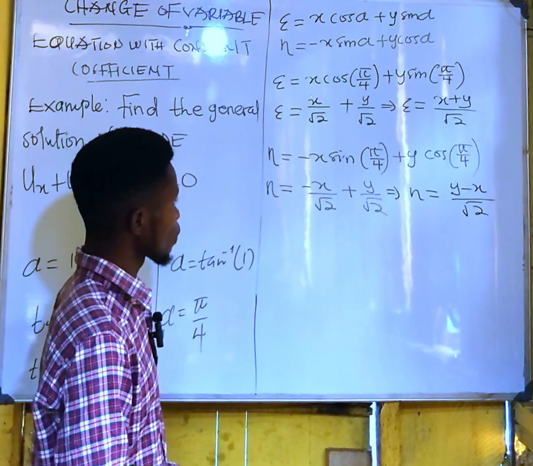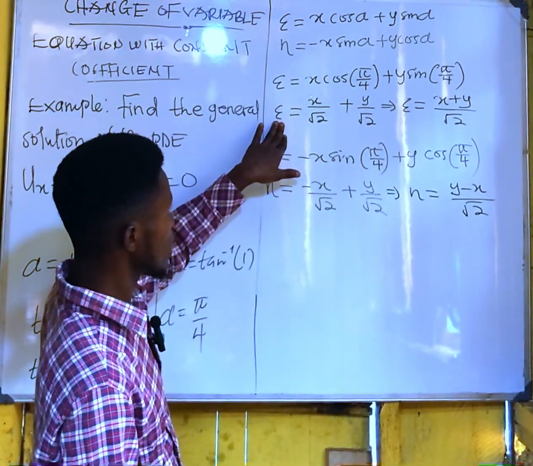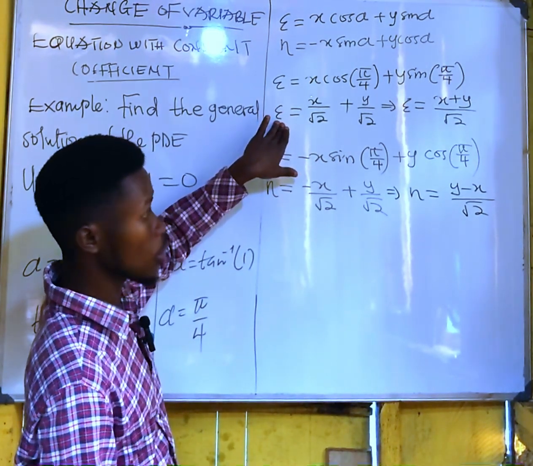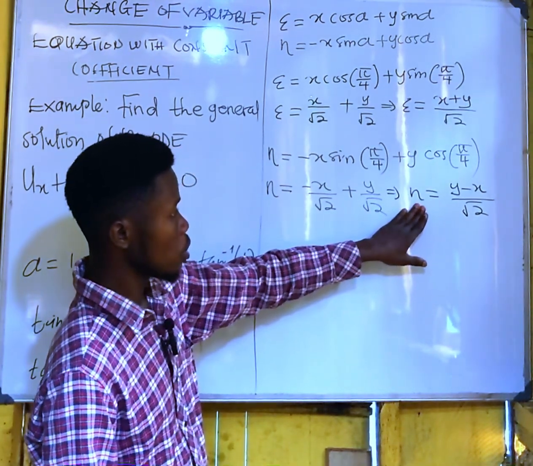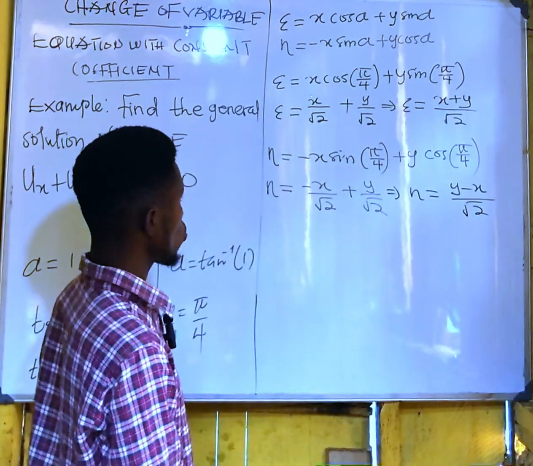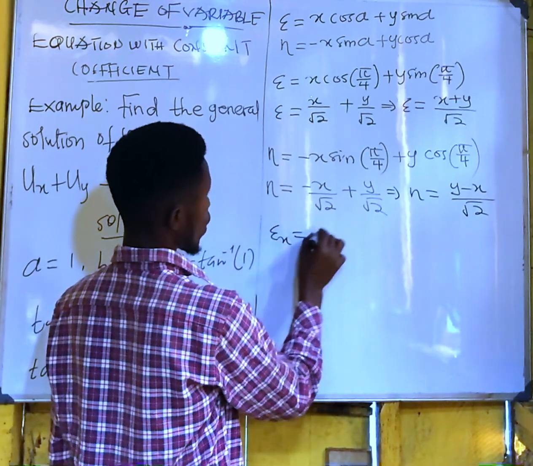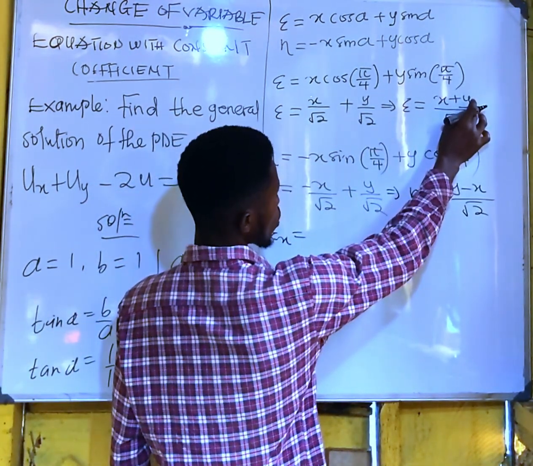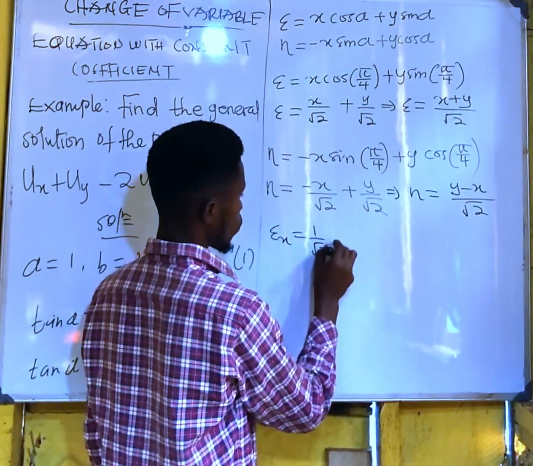Now, what we need to do next is differentiate this xi here partially with respect to x and partially with respect to y. And the same thing applies to the eta. You differentiate it partially with respect to x, partially with respect to y. So xi with respect to x: if I differentiate with respect to x, then y would automatically go to 0. If I differentiate x, that will give me 1. So I have 1 over root 2.